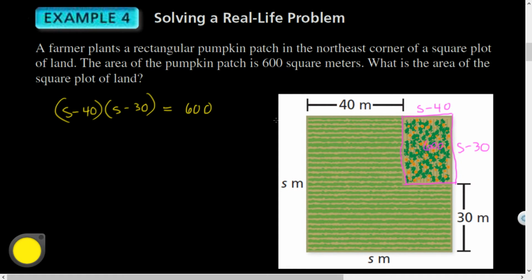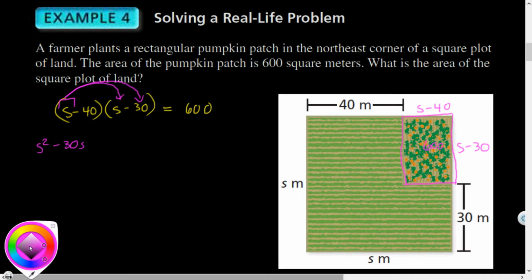Now, if I wanted to solve this, we're going to get more into these on Monday. If I wanted to solve this, I can't use the zero product property yet because these things don't multiply to be 0. So watch what we do here. I'll walk us through this because this is completely new territory. We've never planted these pumpkins before. I'm going to FOIL this out. So we'll pull that in. So s times s is s squared. S times 30 is negative 30s.